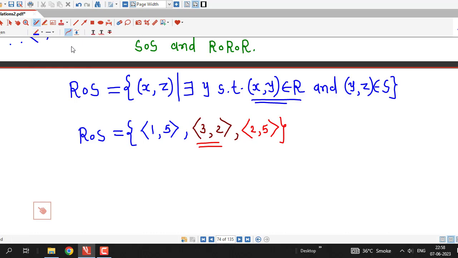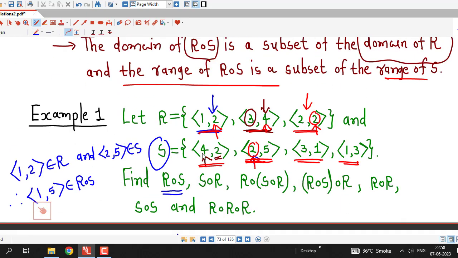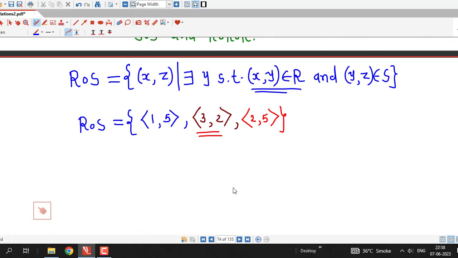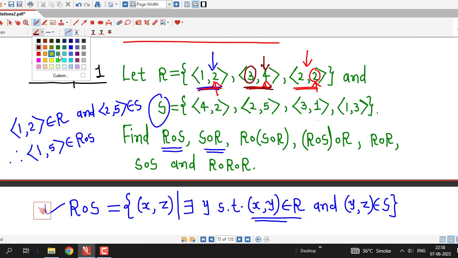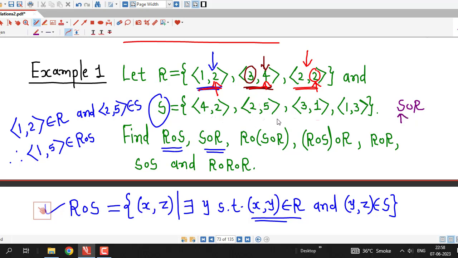Now we find out S composite R. So I am following this definition, S composite R. So now I have to search for, I will concentrate first on the ordered pairs in relation S. I am writing S composite R. So I will concentrate on all the ordered pairs of relation S, because I am writing S composite R, I will start with ordered pairs in relation S.